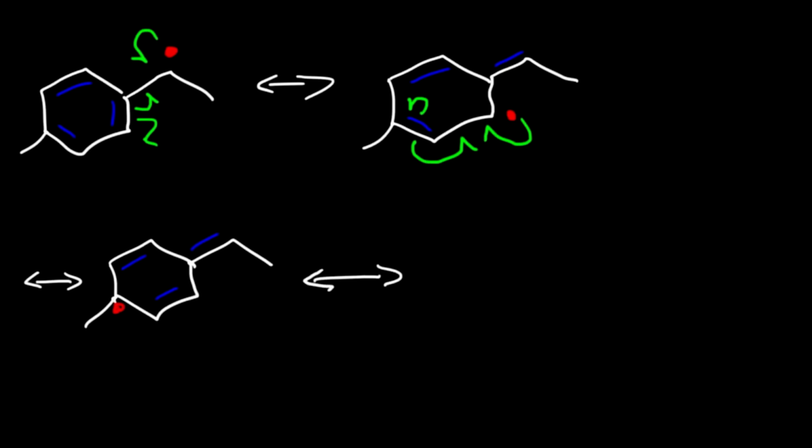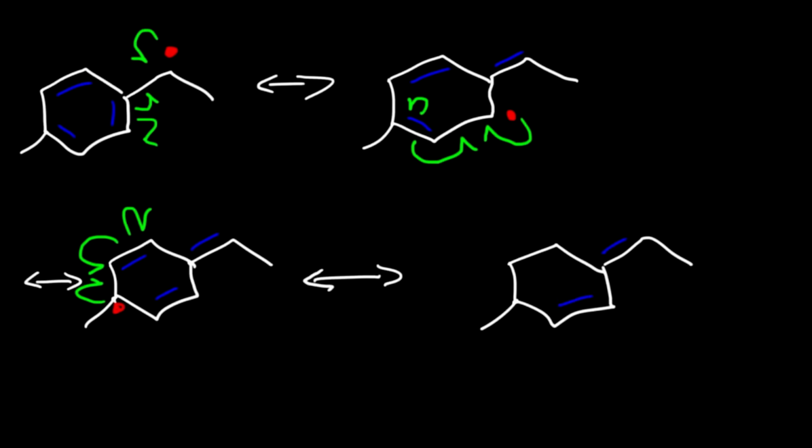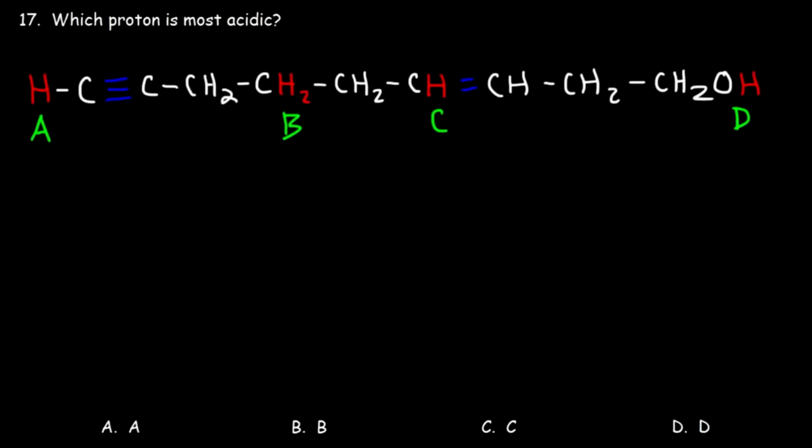Now for the last one, we can follow the same process. So this is the 4th resonance structure that we can draw. And so that's it. So now you know how to draw the different resonance forms when dealing with radicals and double bonds. Number 17. Which proton is most acidic?